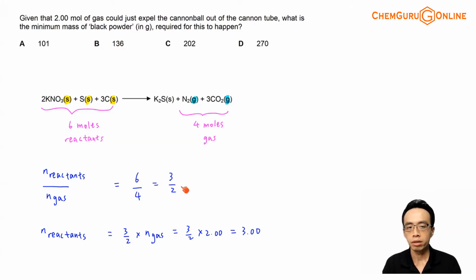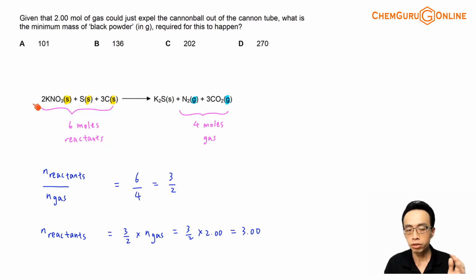So given that we have 2.00 mole of gaseous products being formed, then we can calculate the number of moles of reactants, which will be 3/2 multiplied by number of moles of gas. Then I can substitute the number of moles of gas to be 2.00 into this equation. I can solve for moles of reactant, which is 3.00 moles.